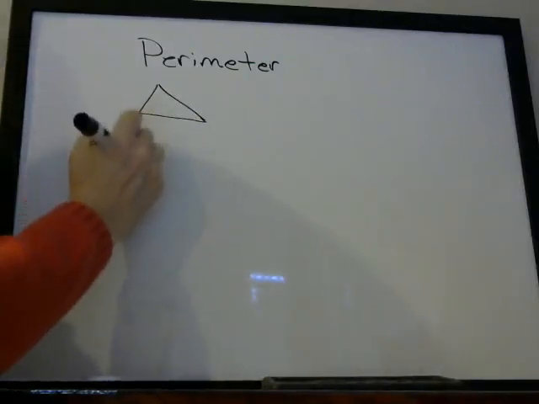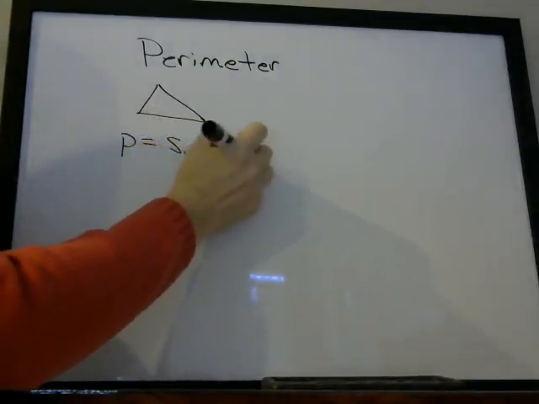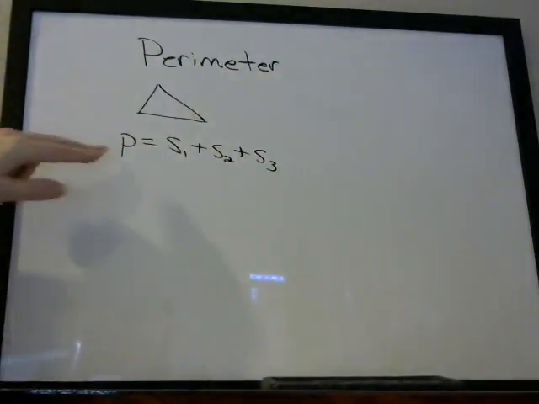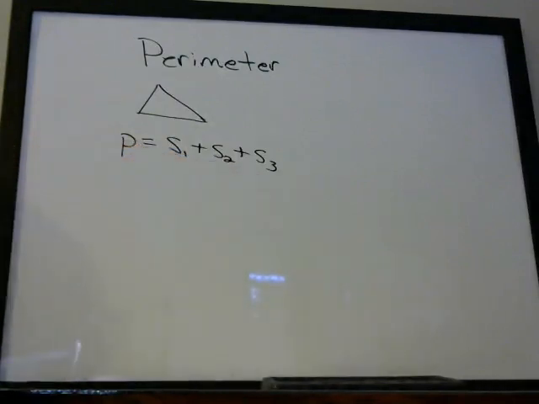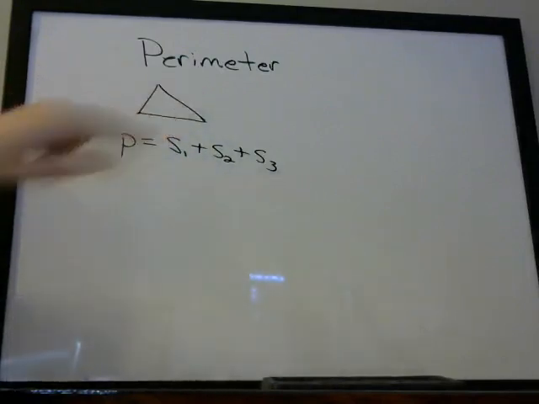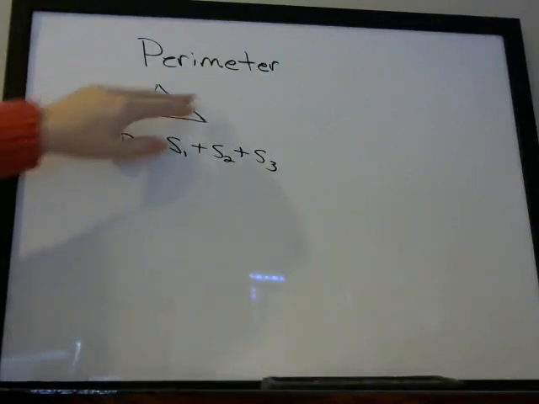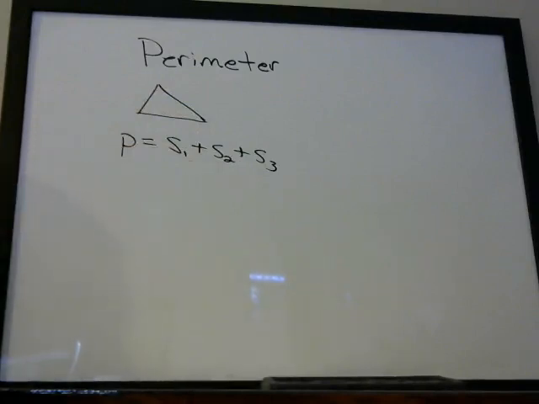So, on your formula sheet, you'll see the formula written as P, perimeter, equals S1 plus S2 plus S3. S here means side, the side of the triangle. So side 1 plus side 2 plus side 3, that's going to give you the perimeter. It doesn't matter which side you call 1, 2, 3 because in addition, we have the commutative property, which means it doesn't matter which order you add them up in.